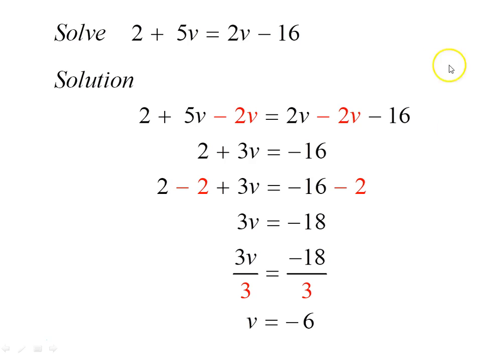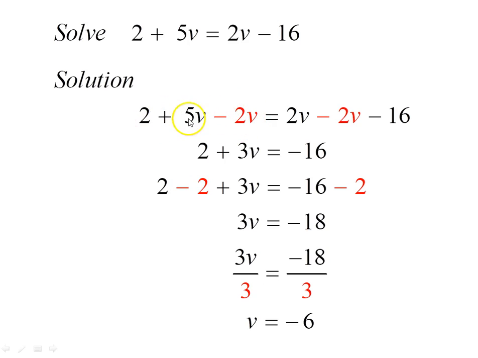Next one. Alright, 2 plus 5v equals 2v plus 16. Let's choose to remove the pronumeral from one of the sides. 2v is the smaller, so let's choose that one. And to get rid of plus 2v here, we need to subtract 2v. And what we do to one side of the equation, we must do to the other.